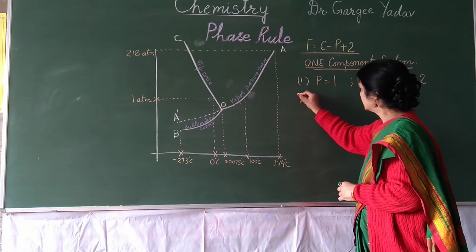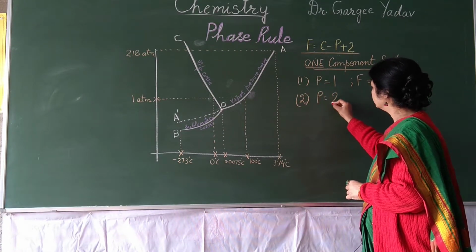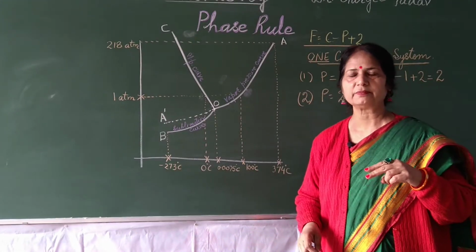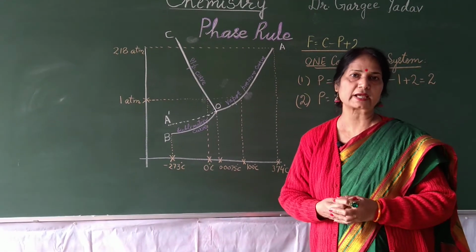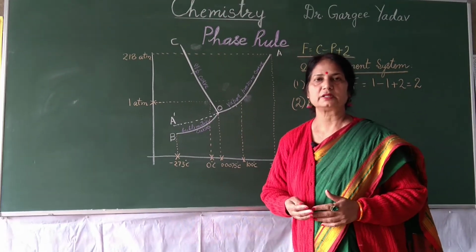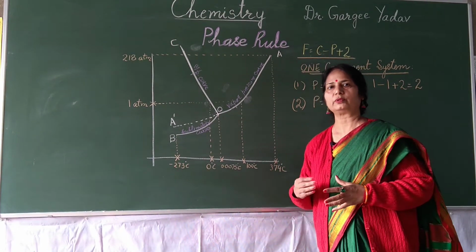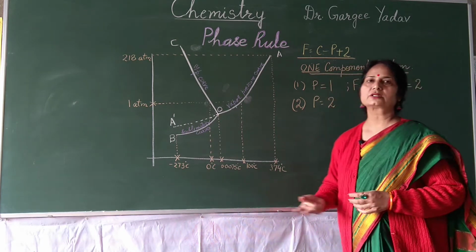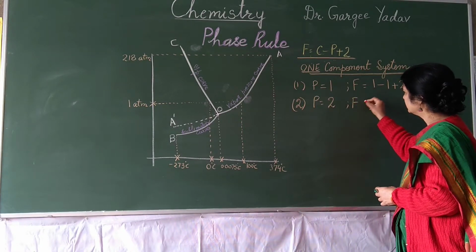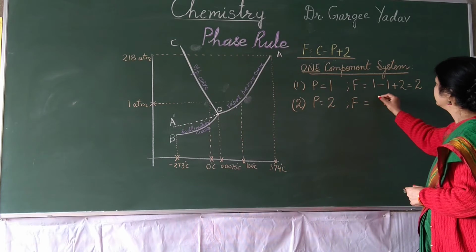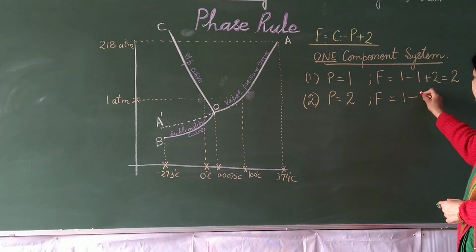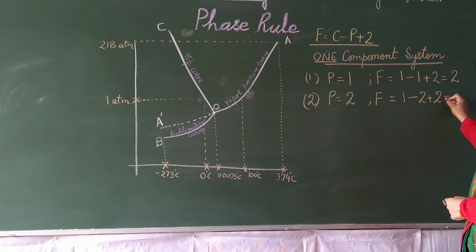Now the second case is when P is equal to 2. This means two phases are present. If we talk about the water system, the two phases can be liquid and solid, that is water and ice, or it may be ice and water vapor, or it may be liquid and water vapor. So when two phases coexist in equilibrium, what will be the degree of freedom? The value of F will be, C is 1 minus P, P is 2, plus 2. So this comes out to be 1.